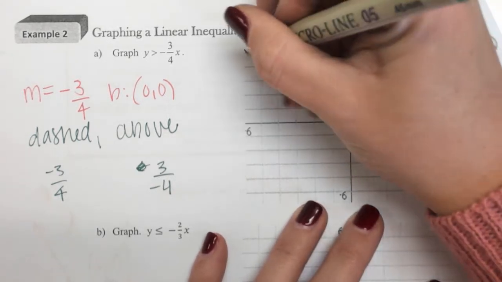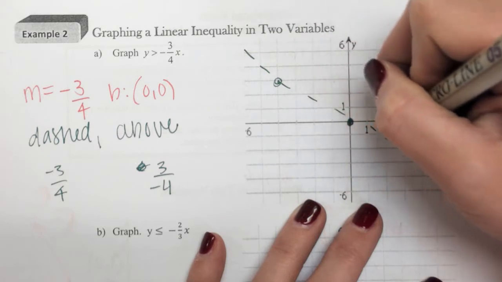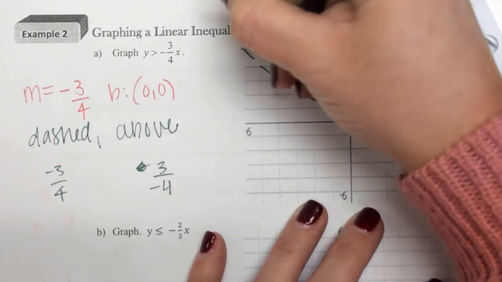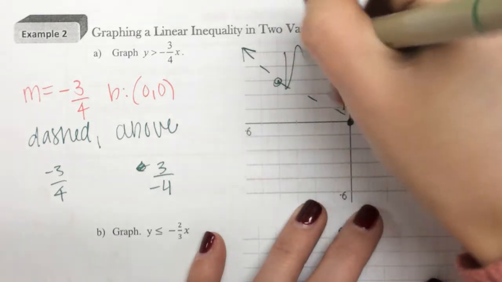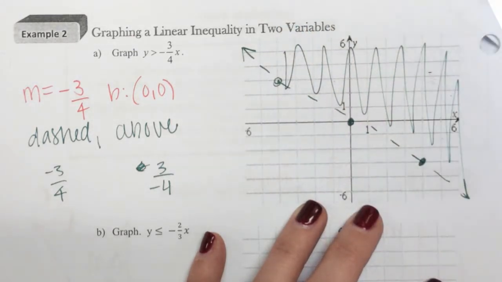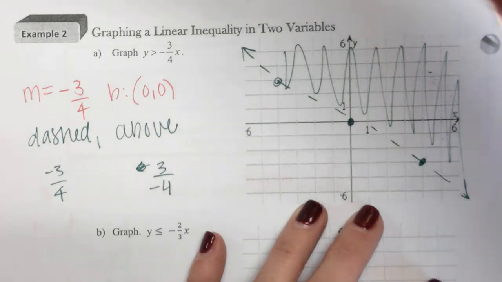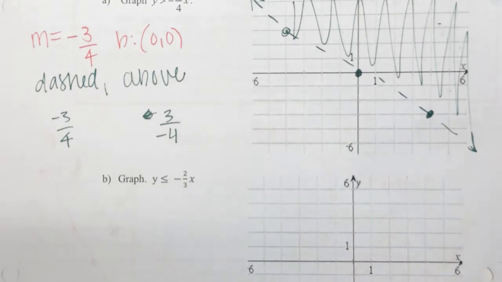Alright, so it's dashed. It's shaded above, so is it going to include the point 1, 1? Yes. It's going to be all up here. Do I need to show y'all a test point, or are we good? Okay. The next one, go ahead and do on your own.